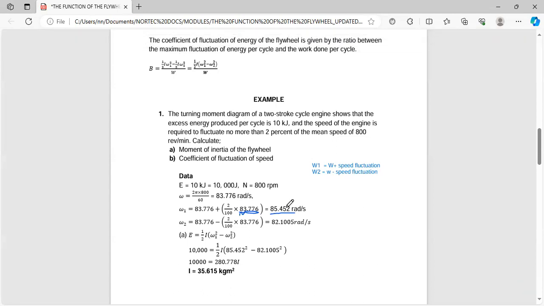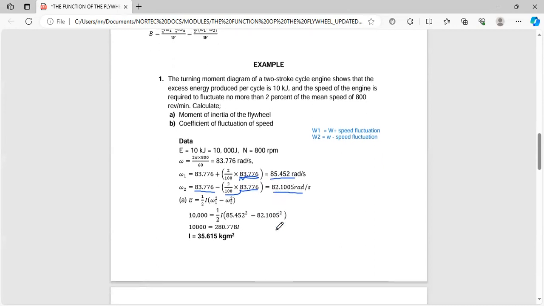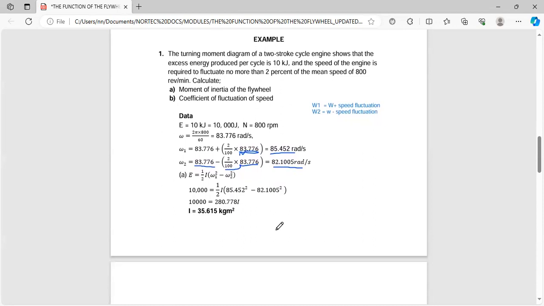The minimum one, which is omega 2, we go back to the same: 83.776 minus 2% of this same number. Again, this is the answer you get at the end of the day. Going to the first one, we're looking at the moment of inertia of the flywheel.